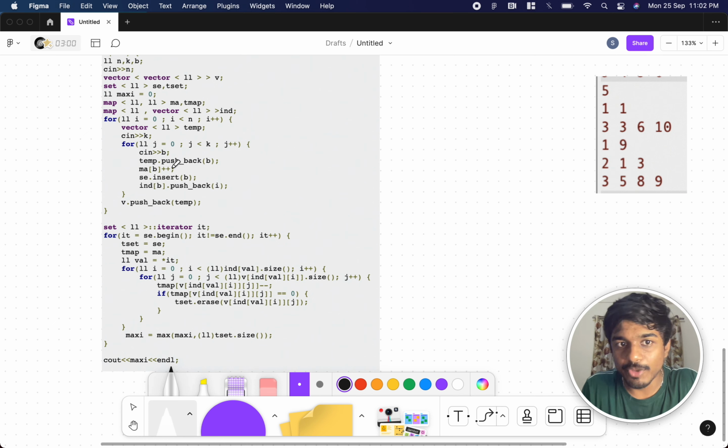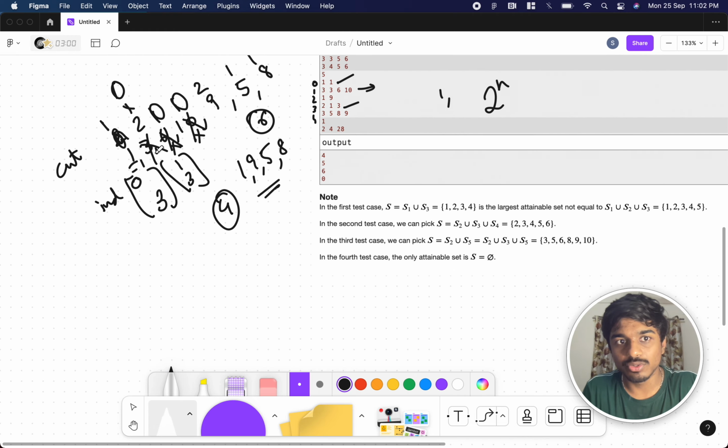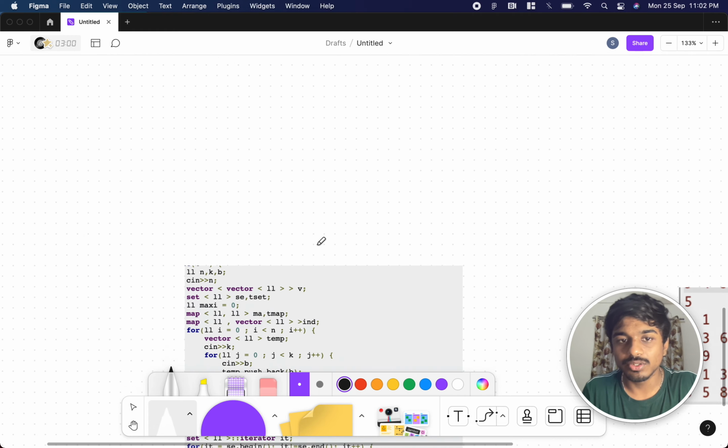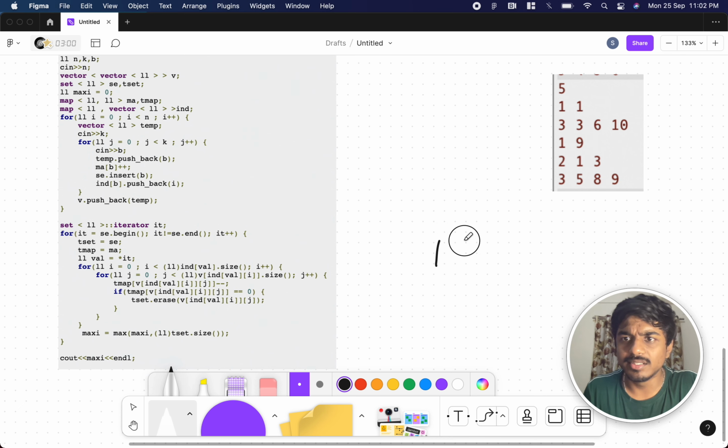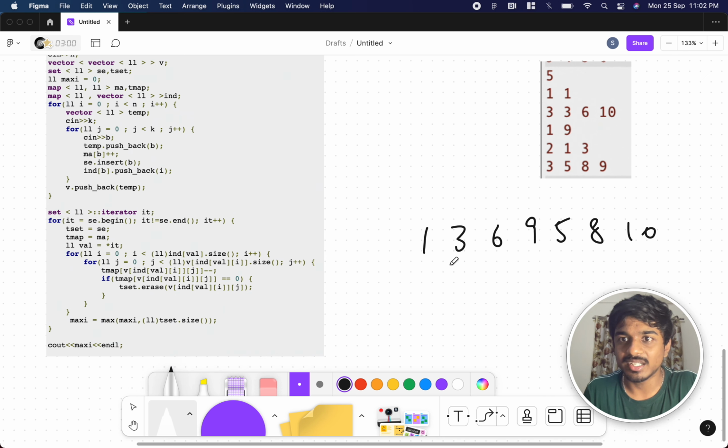Now what is mp[b]++? I want to know the count of these numbers. Here we took the count, right? How many numbers are there? So I am taking the count of this. Let's write this down: 1 3 6 9 5 8 10. So 7 numbers are there. 1's count is occurring 2 times, 3's count is occurring 2 times, 6's count is occurring 1 time, 9's count is occurring 2 times, 5's count is occurring 1 time, 10's count is 1 time, and 8's count is how much?